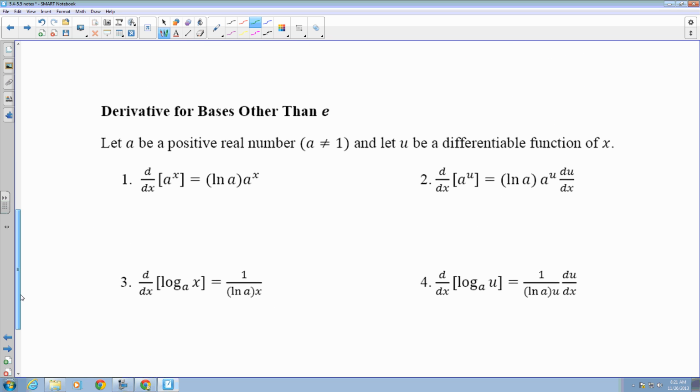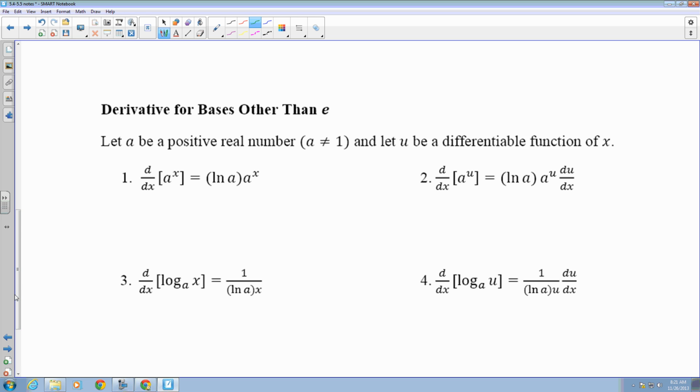Okay, now we're going to get to the actual derivatives. These you're going to have to know. The derivative of a to the x is natural log of a times a to the x. The same thing follows when we have an actual function in the exponent, not just x: it's natural log of a times a to the u, leaving that completely alone, and then multiply by the derivative of whatever the exponent is. Same concept here for log. The derivative of log base a of x is 1 over natural log of a times x, but if we have a function there, it'd be 1 over the natural log of a times that function, multiplying everything by the derivative of that function.